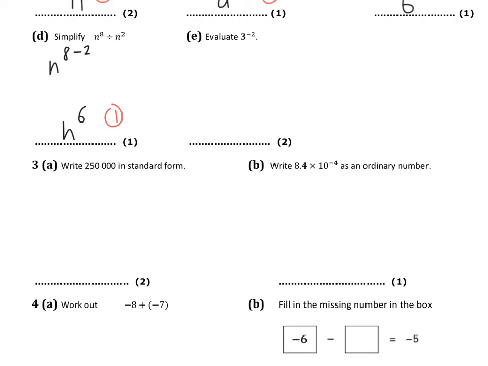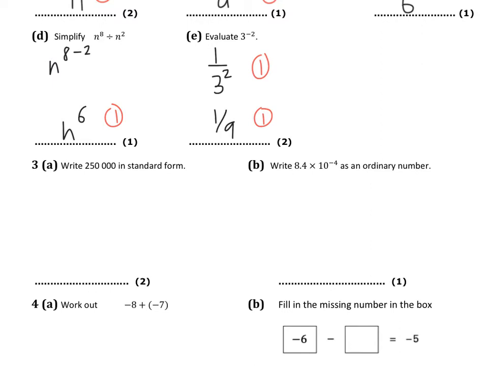When you have a negative power, you write that as 1 over the number to the same power without the negative sign. So 1 mark to understand how to deal with the negative index. And then you simplify that by squaring the 3 to get 1/9. And 1 mark for the 1/9.